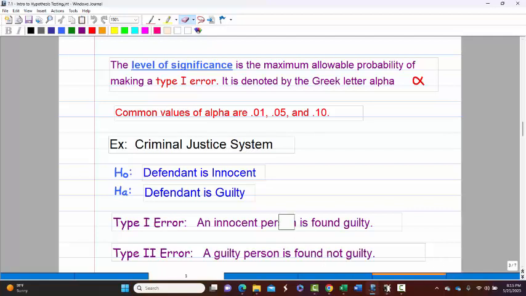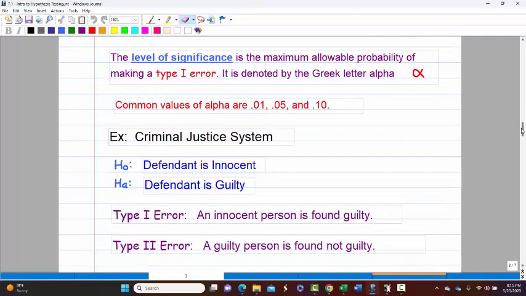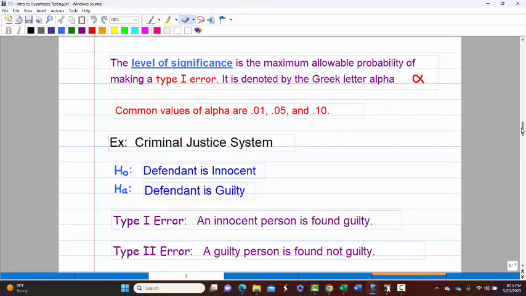So a type 1 error is rejecting the Ho when the Ho is true. In other words, in this case, it means an innocent person is found guilty. And of course, that's really, really, really bad. We certainly don't want that to happen, as little as possible. The next one's not great either, but I think it's not as severe as the type 1 error.